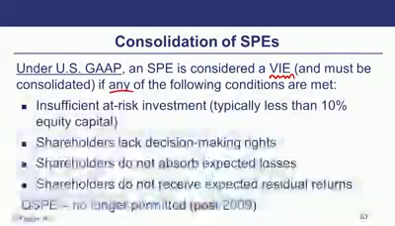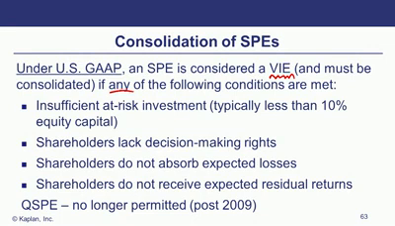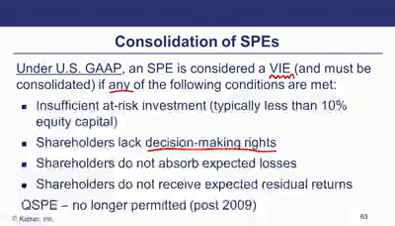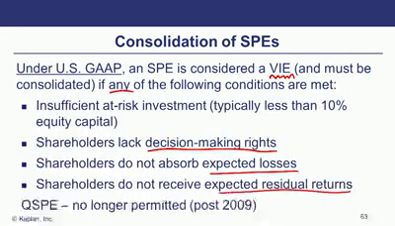Now then, US GAAP now goes to look at the majority shareholders, and it says if the majority shareholders don't have decision-making rights, if the majority shareholders don't have to absorb expected losses, and if the majority shareholders don't receive residual returns, then they're not really, in economic substance, the owner of this subsidiary. Let's go and find out who is, and of course chances are it will be the sponsoring company and the majority shareholders are just maybe a financial advisor.